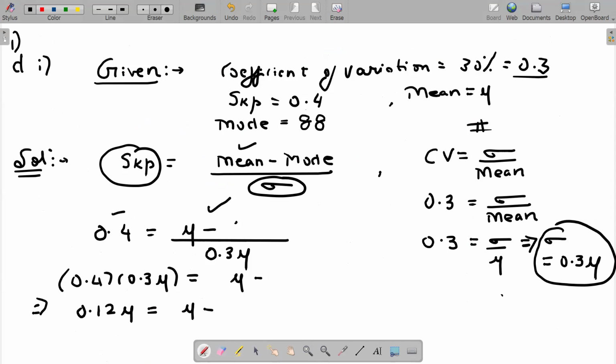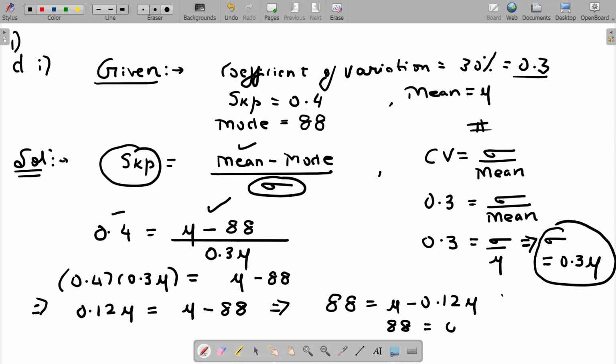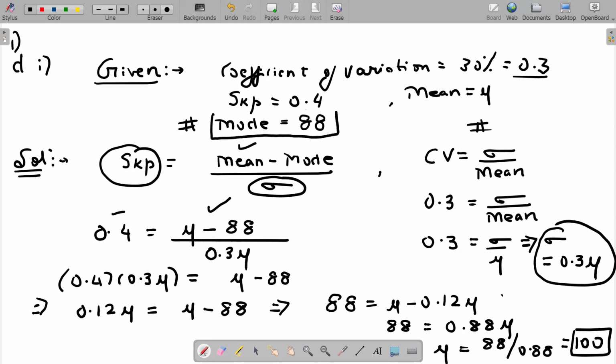So now we can solve. Mode is 88. So mu minus 88. So now I can write that 88 is equal to mu minus 0.12 mu. So 88 is equal to 0.88 mu. So my mu comes out as 88 over 0.88, which is 100. Now we are correct. I'm repeating it again. There was a printing mistake in the question paper. Instead of 0.88, it's 88.